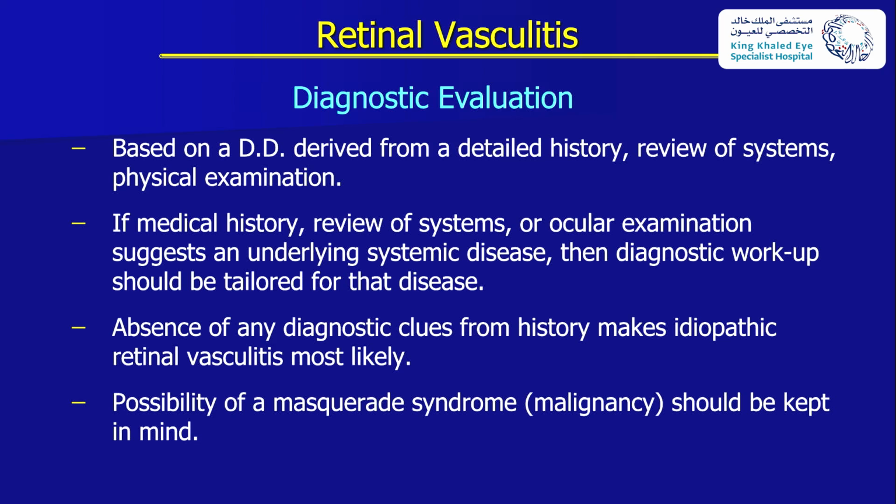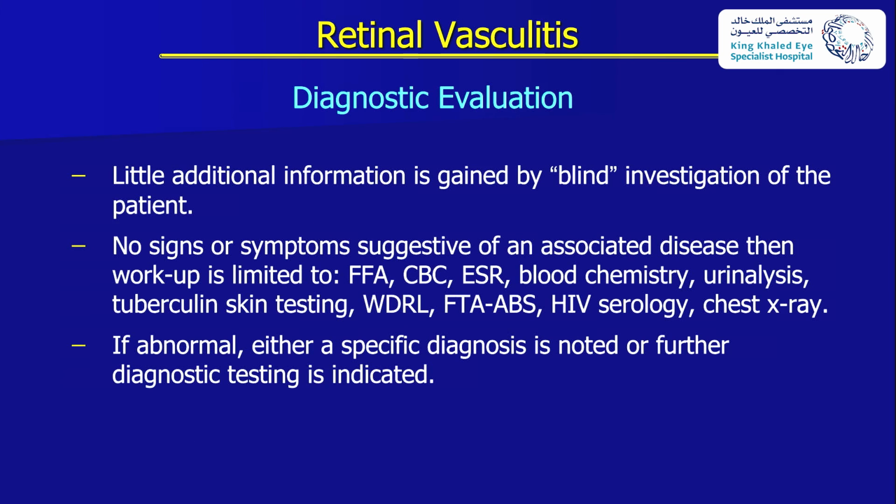For example, in uveitis, you have a patient with acute non-granulomatous anterior uveitis, which can be recurrent. Then your first differential diagnosis could be HLA-B27. So I ask for routine investigations, but the specific investigation that I need to do is HLA-B27. Absence of any diagnostic clues from history makes idiopathic retinal vasculitis most likely. And you have to make sure that you do not miss masquerade syndrome. I said lymphoma, leukemia can masquerade as vasculitis.